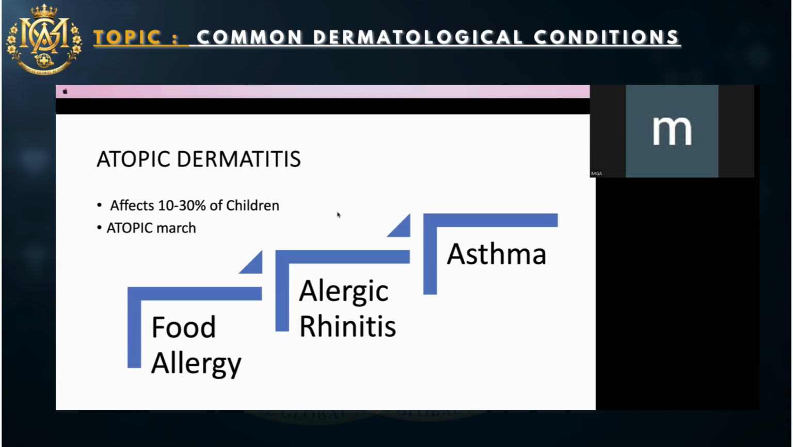Atopic dermatitis affects 10 to 30% of children, and there is a phenomenon called the atopic march. That is, children who are having atopic dermatitis are more prone to food allergy. Then they develop allergic rhinitis, and in adolescent age or adulthood, they are more prone to developing asthma. So this is a form of atopic march. Food allergy comes, then allergic rhinitis, and then asthma.